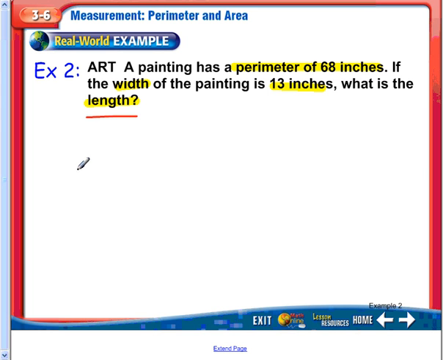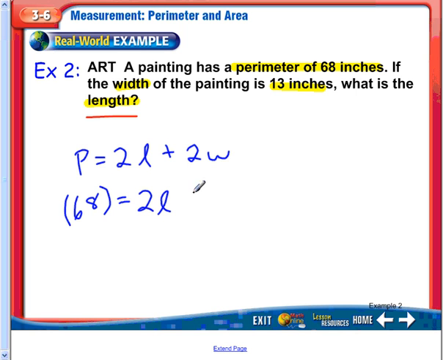So we'll start with our formula for finding perimeter of a rectangle. Perimeter equals 2 times the length plus 2 times the width. Since we know perimeter, we're going to substitute perimeter in for 68 inches. And I don't know the length yet, so I'm going to leave 2 times L just as we see it, plus the width, 2 times 13.